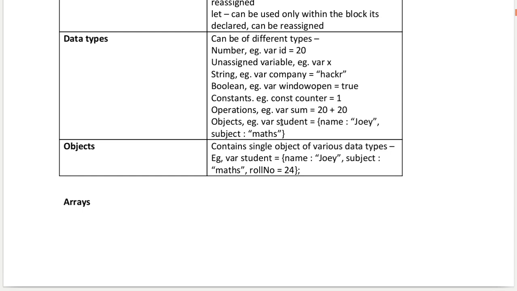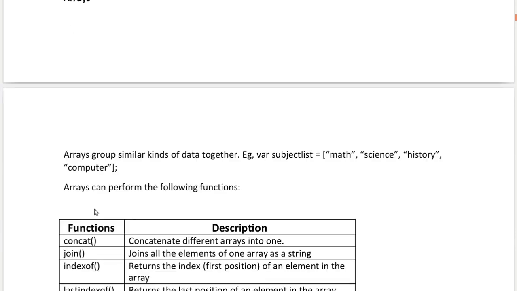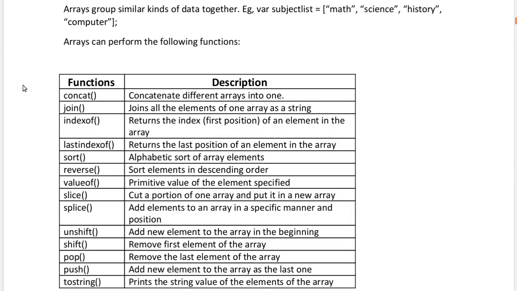Objects, example, var student equal to name: joy, subject: maths. Objects contain single objects of various data types, example, var students equal to name: joy, subject: maths, roll number: 24. Arrays group similar kinds of data together, example, var subjectList equal to math, science, history, computer.